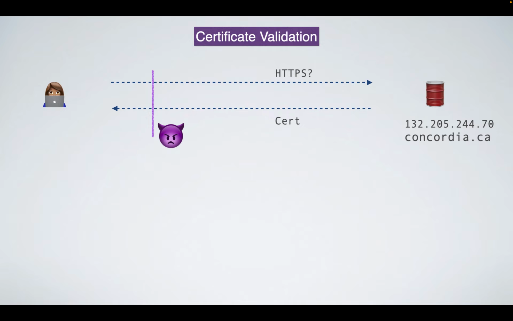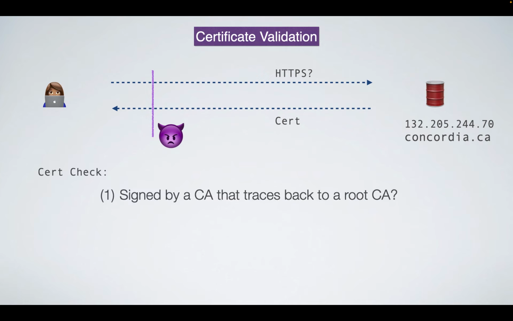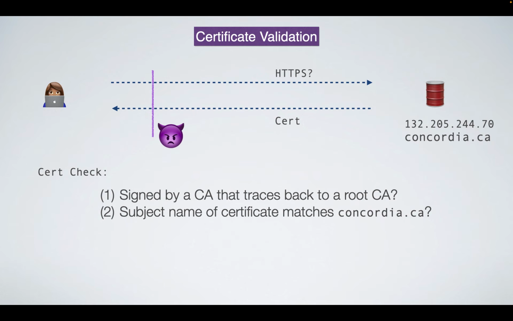Okay, so last class we were talking about when you want to connect to a website. It's over HTTPS. You get the certificate back. There's a bunch of checks that you have to do. So you want to say, did the CA actually sign that certificate? Does that certificate have itself a chain that goes all the way back to a root certificate in my computer? Does the subject name match? So if I'm at Concordia.ca, then the certificate has to be for Concordia.ca, right?